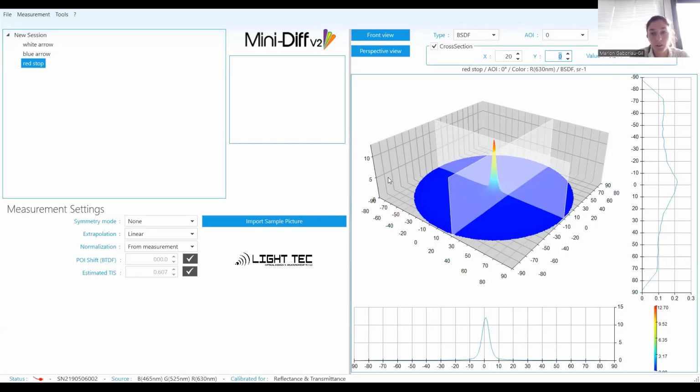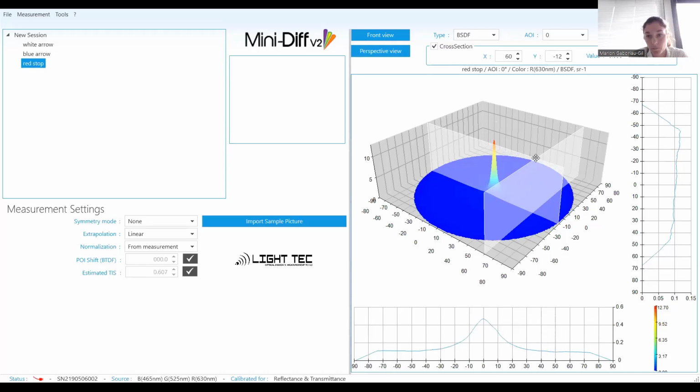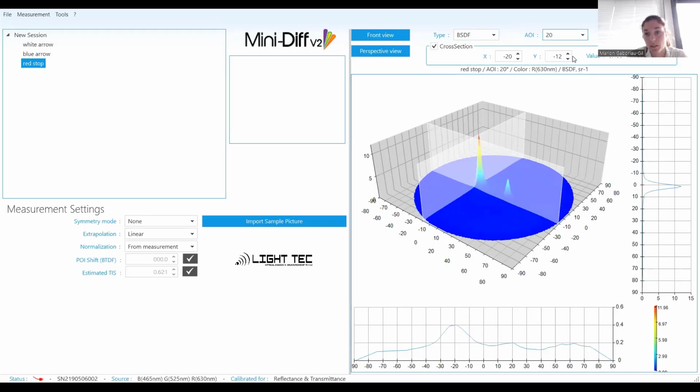So we are in the red part of the sign here. I choose a perspective view, the cross section here, which can be manually shifted. So let's go to T minus T, where we have the retroreflection. Here you can choose the representation you want, so BSDF, ARS. Let's start with BSDF. Here you can choose the angle of incidence, so for example, 20.